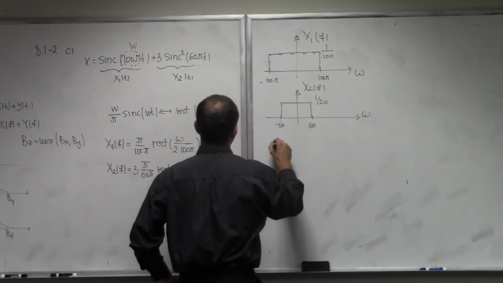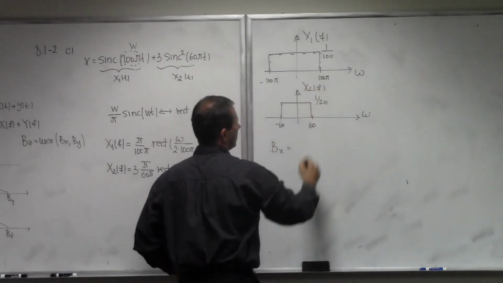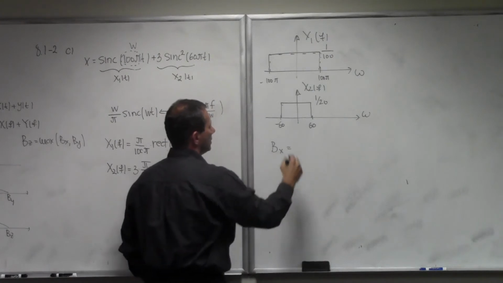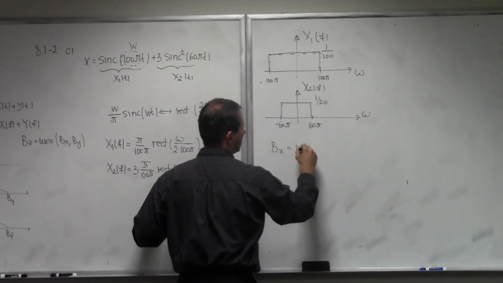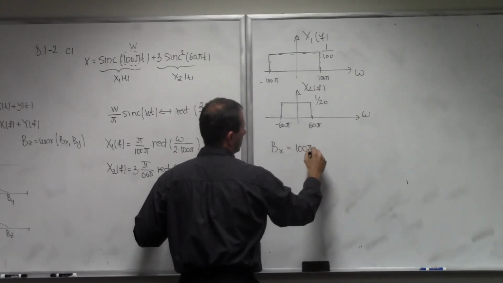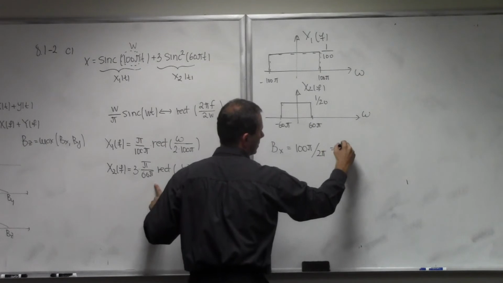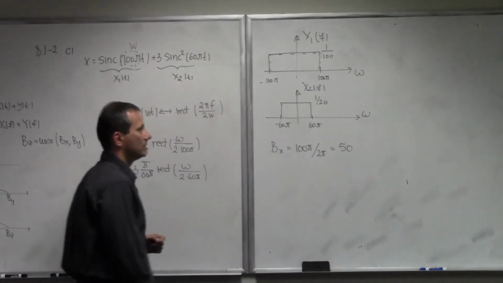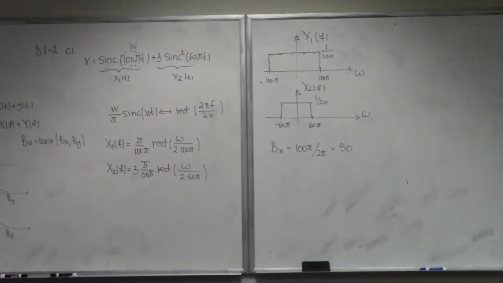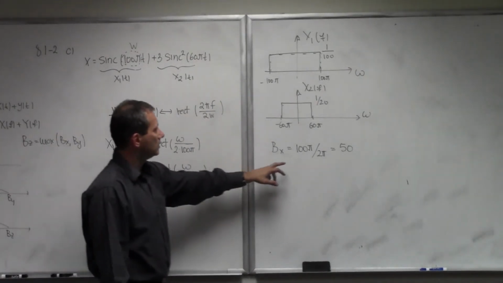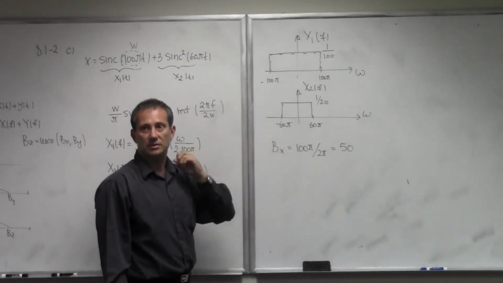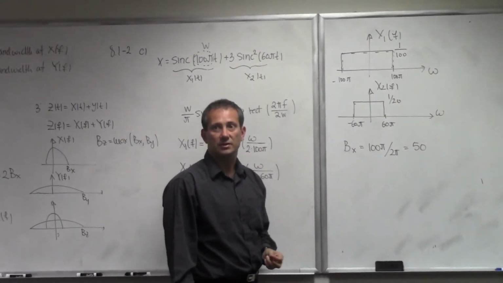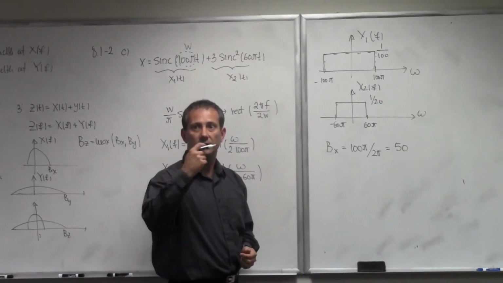So the bandwidth of the signal x is going to be the maximum of these two bandwidths. There's a pi here, right? It's going to be 100 pi divided by 2 pi, which is going to be 50. So that's the bandwidth in frequency f, in hertz, because the bandwidth in radians is the larger of these, 100 pi radians, which is 50 hertz. Go ahead.